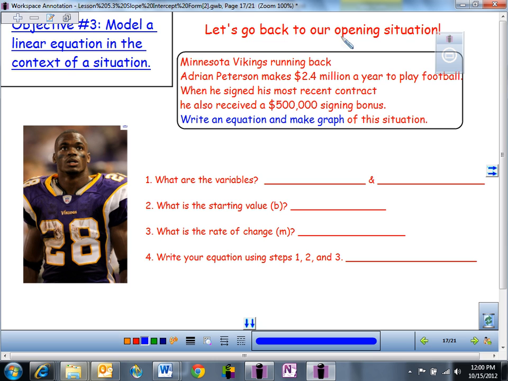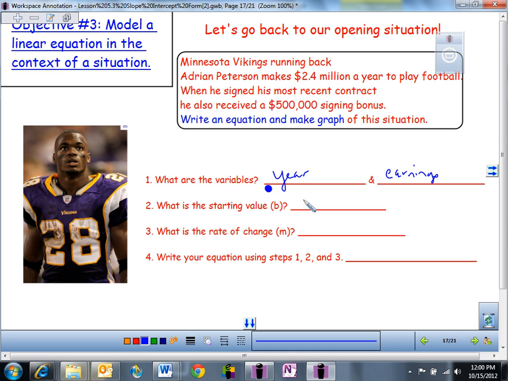So let's go back to our situation from yesterday. Adrian Peterson makes $2.4 million a year to play football. He also got a signing bonus of $500,000. Write an equation and make a graph. So what are the variables here? What's going to change are the years. So one variable is the year, and the other variable is his earnings.